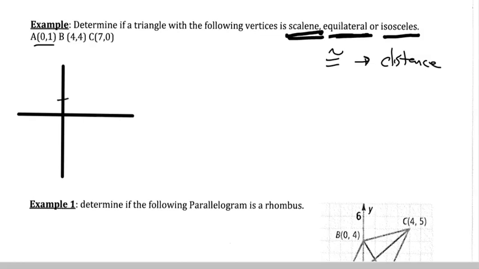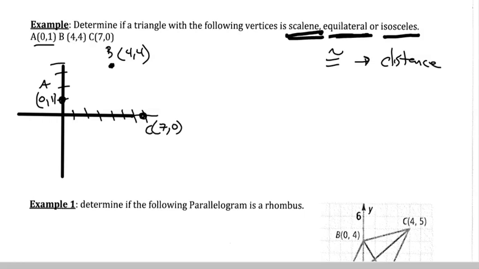0, 1. Gotcha. 4, 4. 1, 2, 3, 4. Cool. That one's 4, 4. This one was 0, 1. Let's call that A. Let's call this B. And then C is 1, 2, 3, 4, 5, 6, 7. 7, 0, which is C.